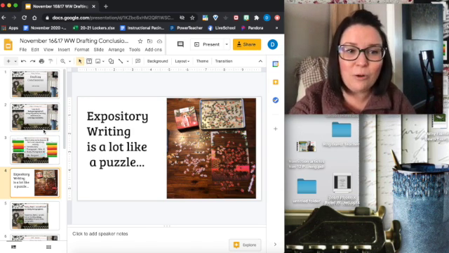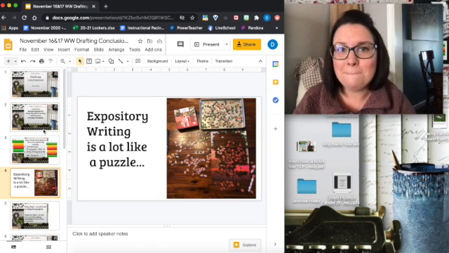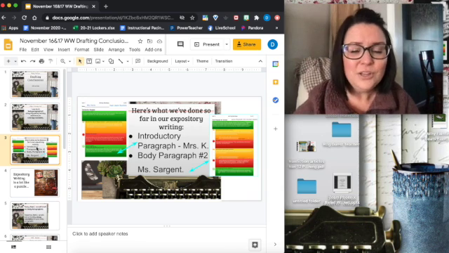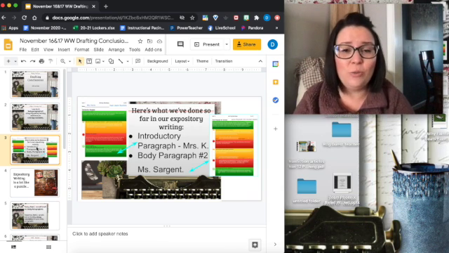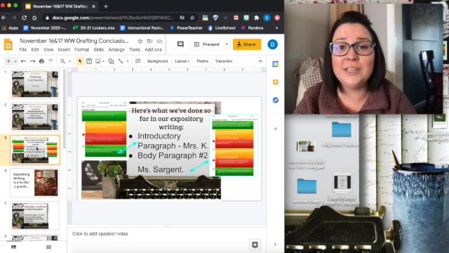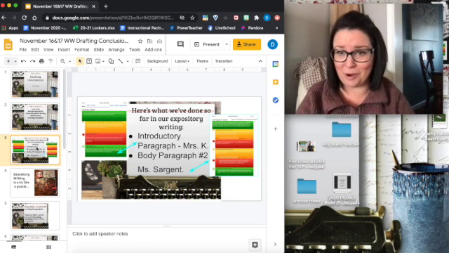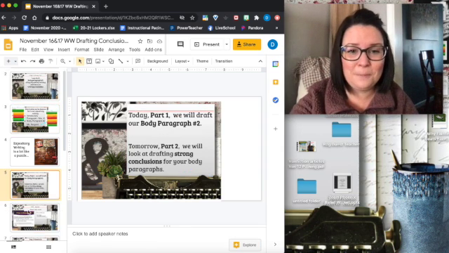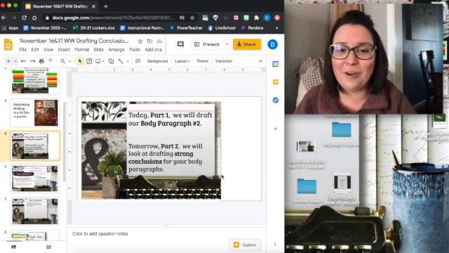So here's where we're going with this. We're still building this puzzle, which is our expository writing. So far we have written our introductory paragraph, and we've written paragraph 2, which is technically body paragraph number 1, which is kind of confusing. But here's what we get to do today. Today we're going to be drafting body paragraph 2.